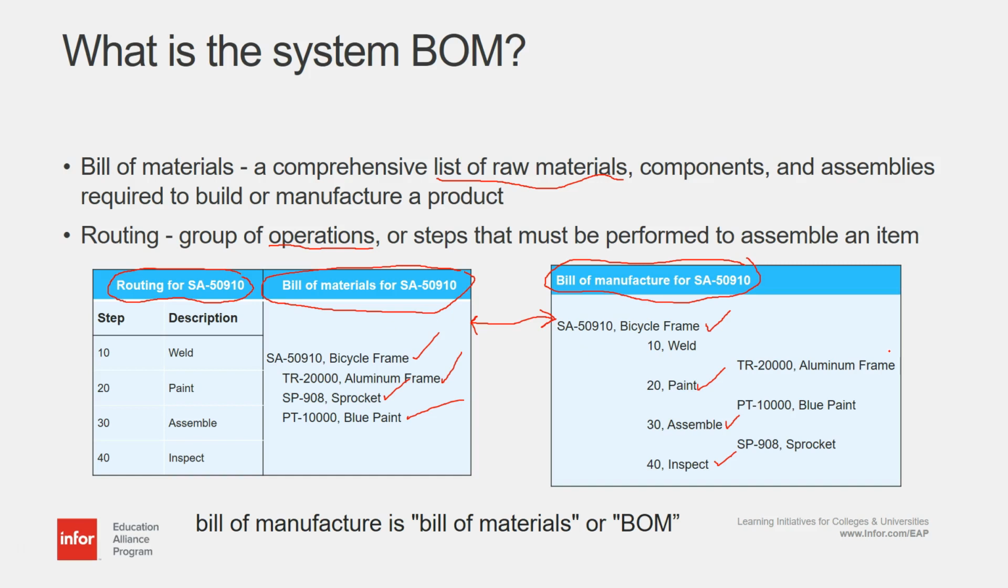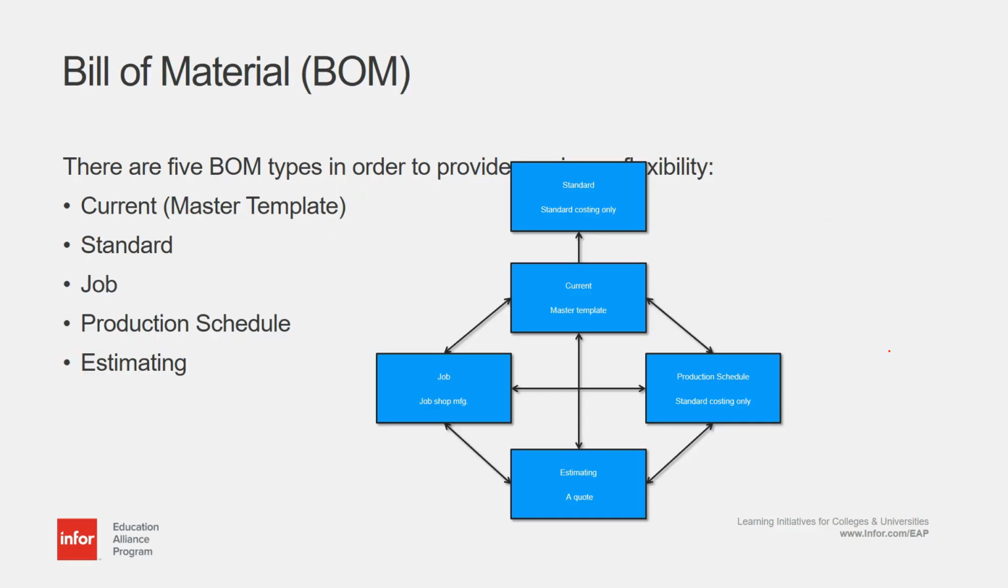And these are typically needed in manufacturing environments so that you have a list of items and you have a list of steps that must be performed in order to assemble those items. There's 5 types of bill of materials.